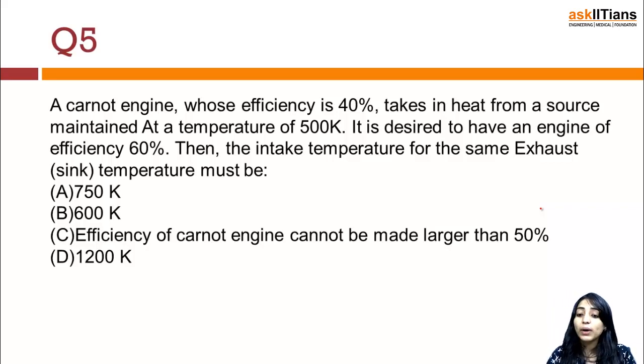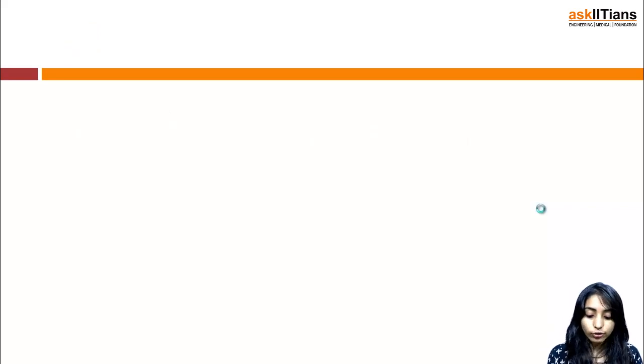It is desired to have an engine of efficiency 60%. Then the intake temperature for the same exhaust, the same sink, the temperature must be. So this is a very simple question. The question is entirely related to the concept of Carnot engine. Now let us try to solve this question using the given values.